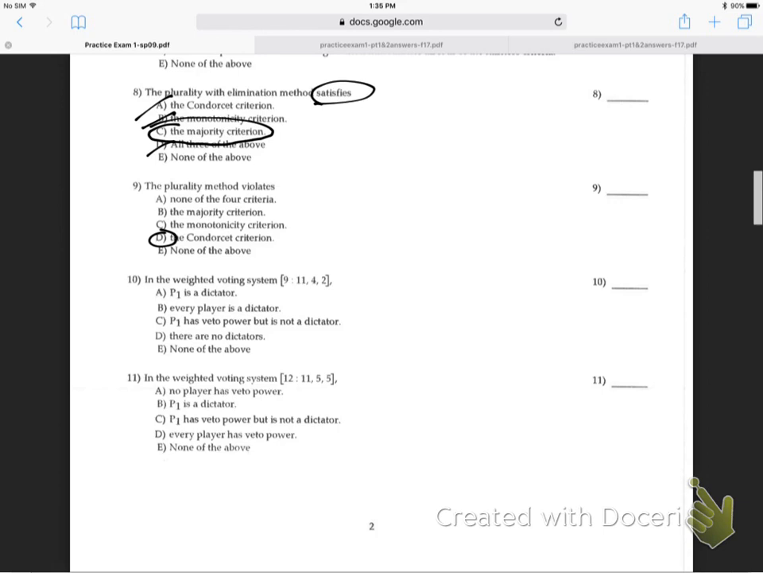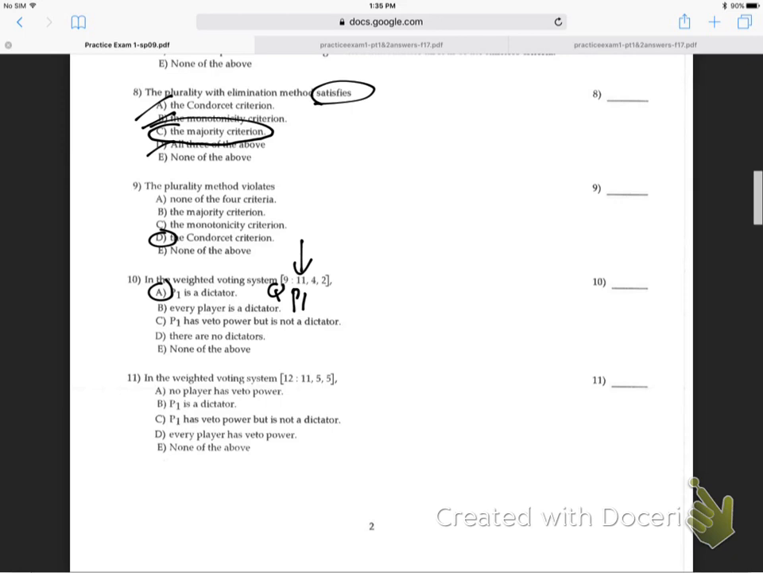All right, number 10. In the weighted voting system, 9, 11, 4, 2. Here's player 1, right? That's player 1. This is P1. This is the quotient out here, as you know. What do you think about player 1? Dictator. He's got enough votes to get it done himself. So that's clearly dictator.